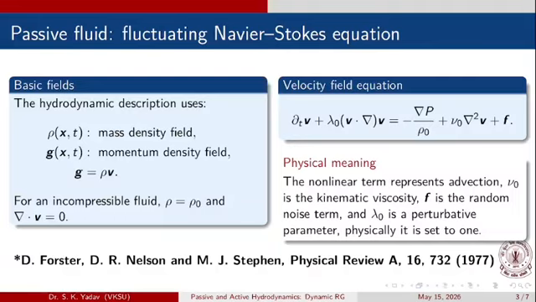Passive fluid fluctuating Navier-Stokes equation. The hydrodynamic description is given by the mass density field and momentum density field. For the incompressible fluid, we take density constant and del dot V equals 0. The velocity field equation is the Navier-Stokes equation, where the V dot del V term is the nonlinear term, nu naught is the viscosity, F is the random force term. Here lambda naught is a perturbative parameter. Physically it is set to 1.